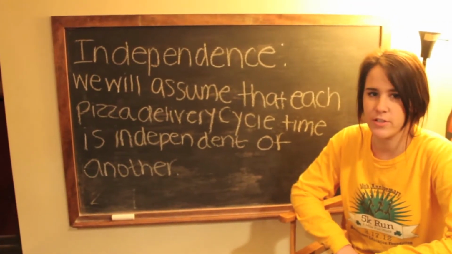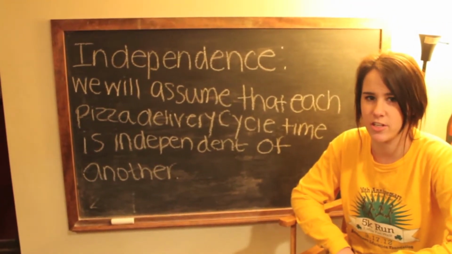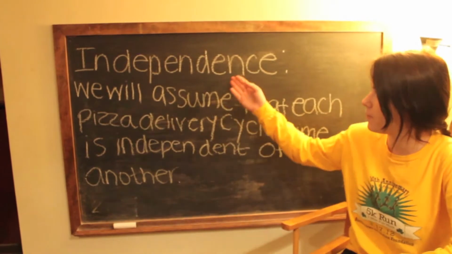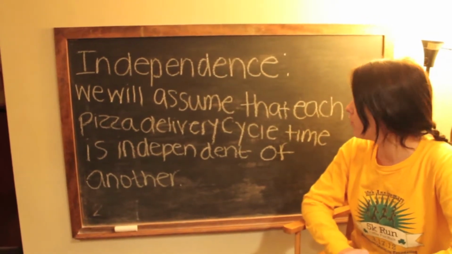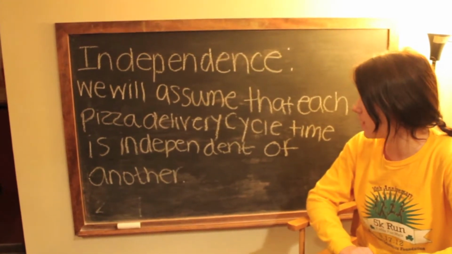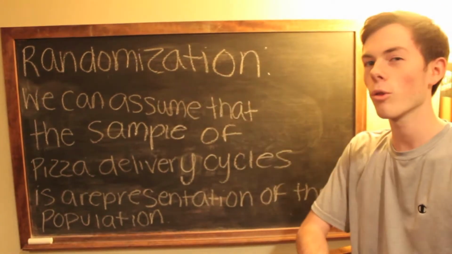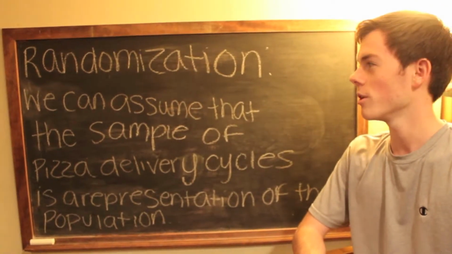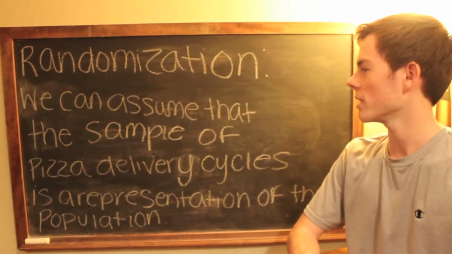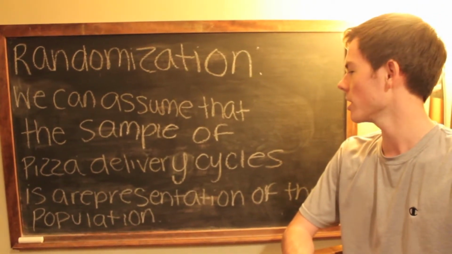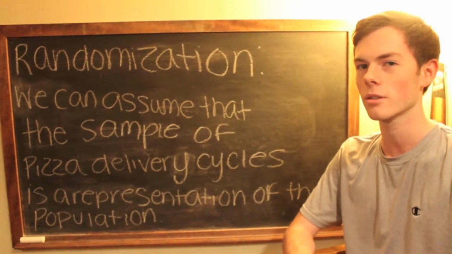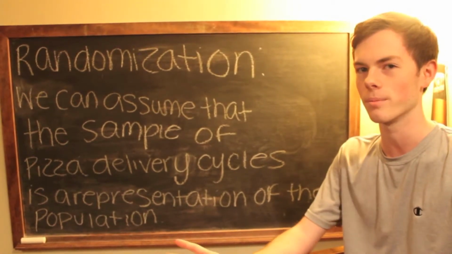Before we can proceed with our test, we must check the assumptions and conditions. Our first assumption is independence. In this assumption, we will assume that each pizza delivery cycle time is independent of another. Next is the randomization condition. Although not stated in the original question, we can assume that the sample of pizza delivery cycles is a representation of the entire population of pizza delivery cycle times between the two companies.